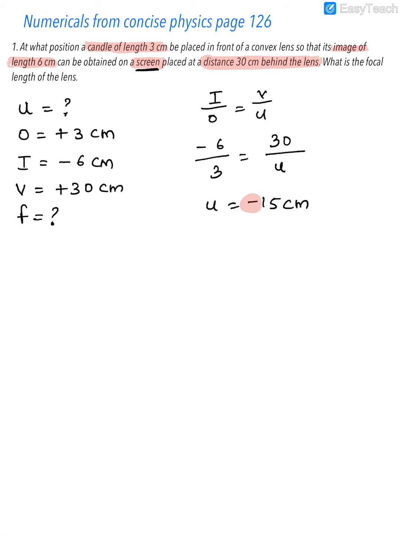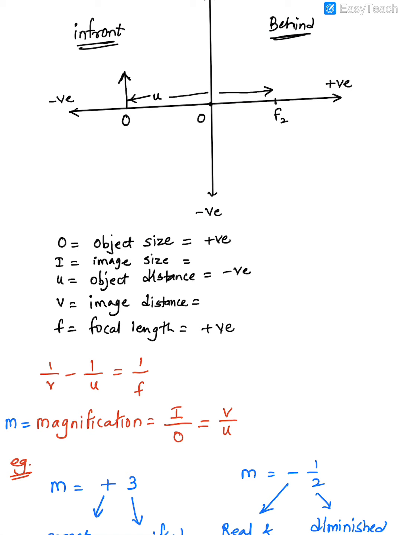So what does it mean? Where is the object placed? In front of the lens. Minus means where is it placed? On the left side, right? If you remember. Guys, I'll just show you once again. Look, minus means over here on the left hand side.